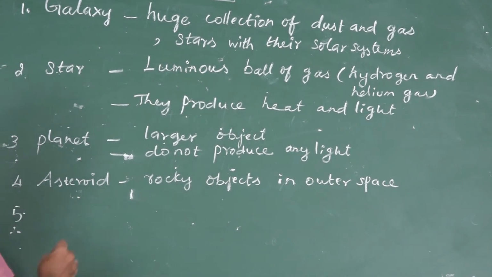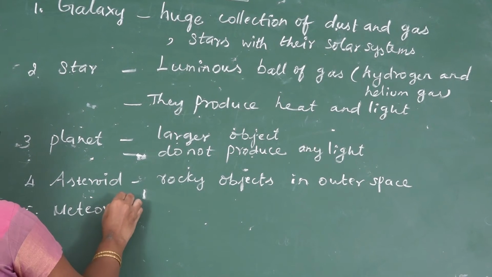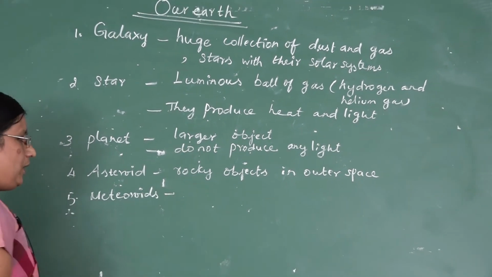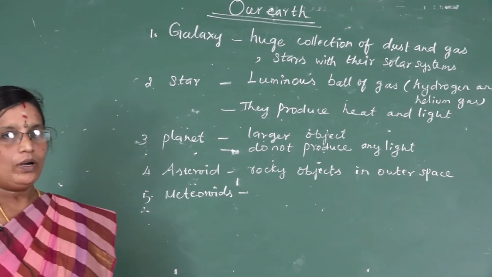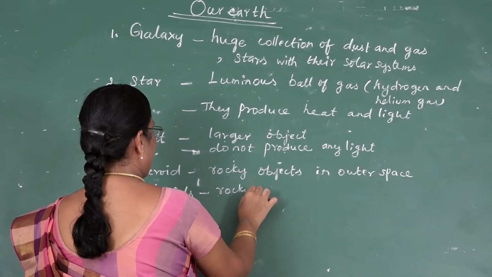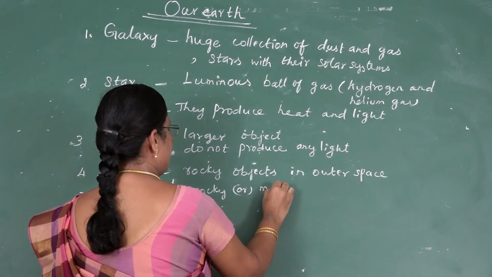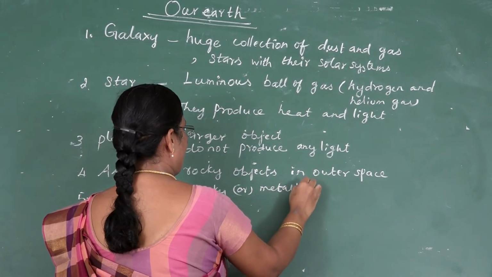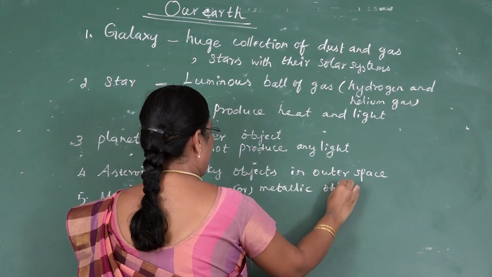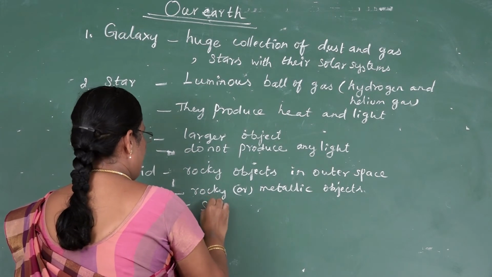Next one, meteoroids. Meteoroids are also rocky or metallic objects. They are smaller than asteroids.